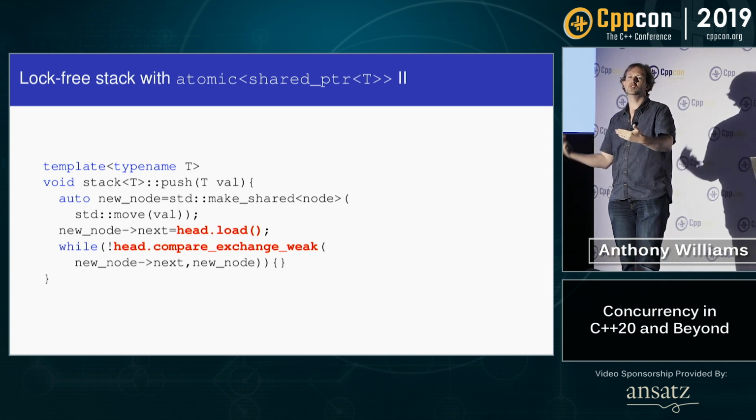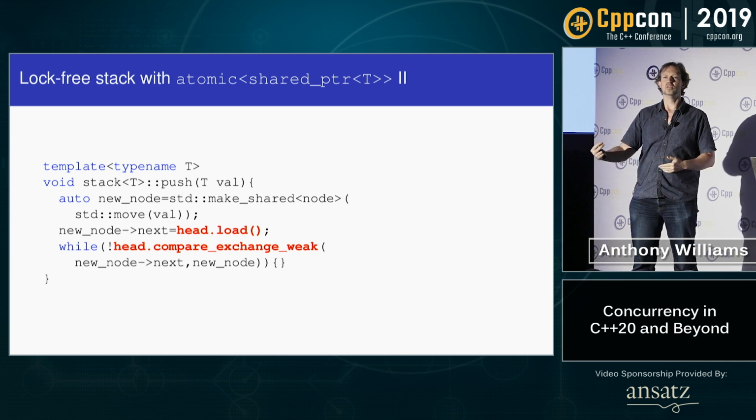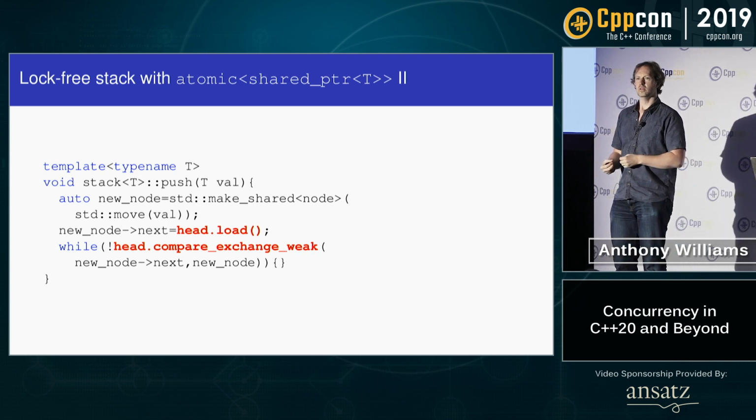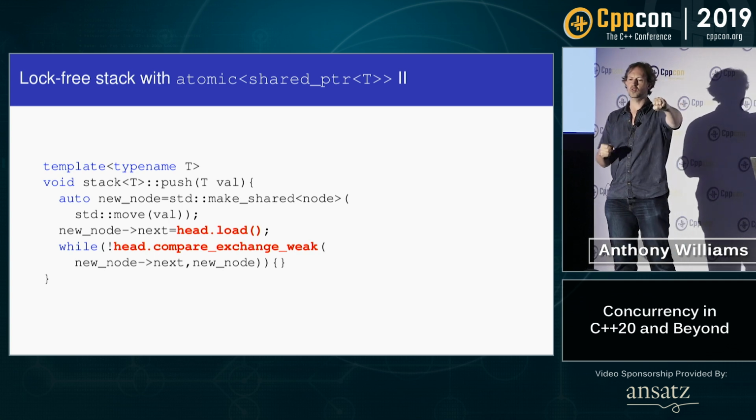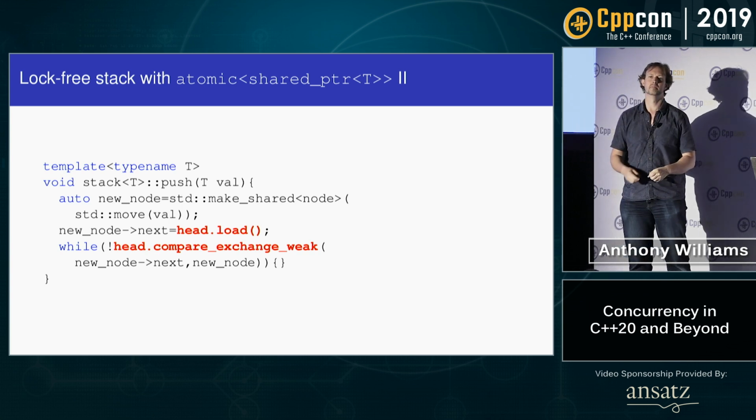And if it fails to do one iteration, it will then automatically update our next pointer, and then the next time round we hope it succeeds. So when it succeeds, then the head of the stack is now pointing to our new node, and its next pointer is pointing to what was the previous head of the stack.